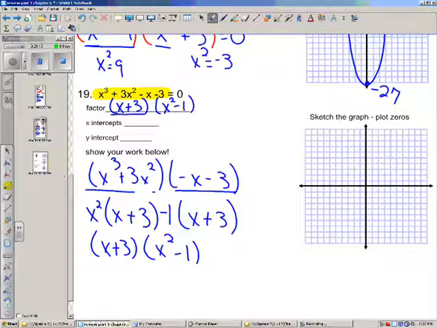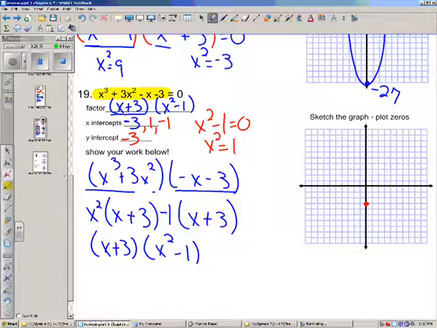And my x-intercepts, the first parentheses will give me negative 3. In the second set of parentheses, again, when I set x squared minus 1 equal to 0, I can add 1 to the other side and take the square root of 1, which is 1 and negative 1. And going back to the original equation, my y-intercept is negative 3, and now I'm ready to graph.